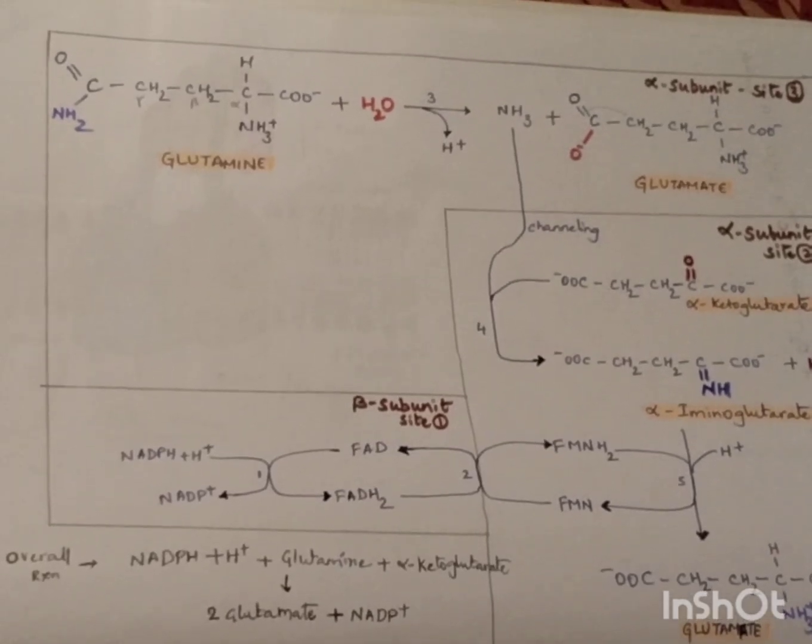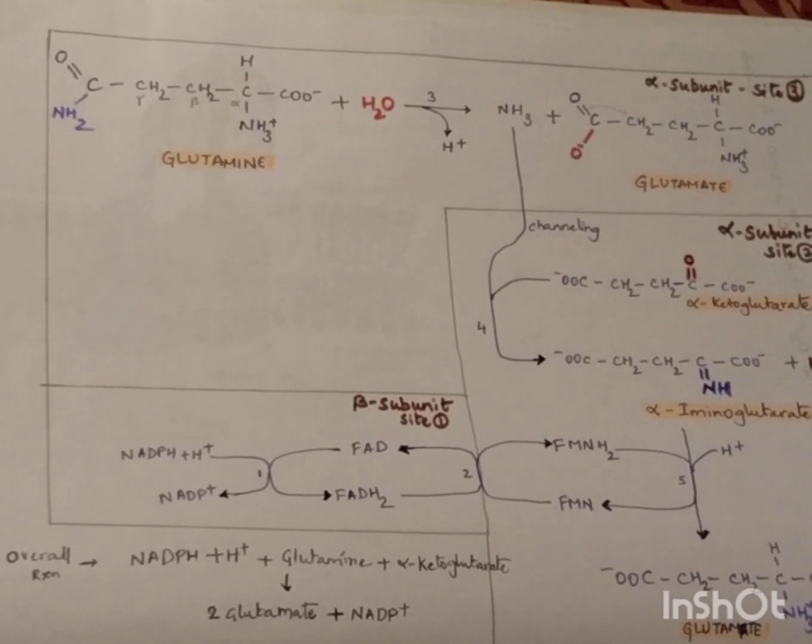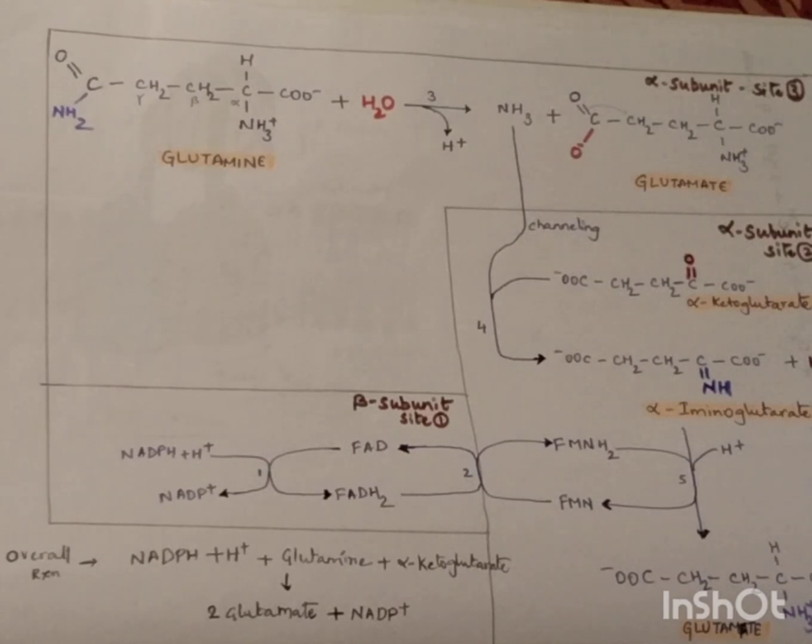In this lecture, we will discuss the biosynthesis and degradation pathways of proline. Proline is a glucogenic non-essential amino acid, that is, mammals can synthesize it by themselves, and essential amino acids are those which cannot be synthesized by mammals.